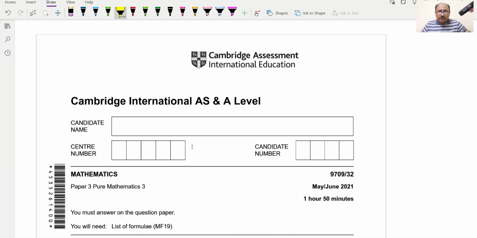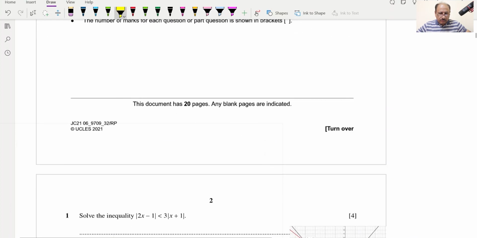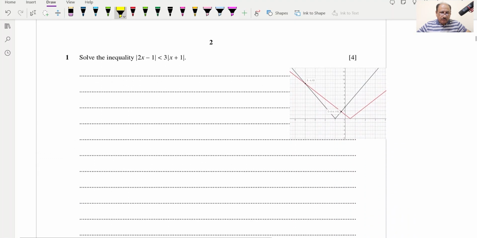Hello everyone, today we'll be going through Cambridge International AS & A Level Mathematics Paper 3, Pure Mathematics 3, 9709/32, May/June 2021. Let us move to question number 1.